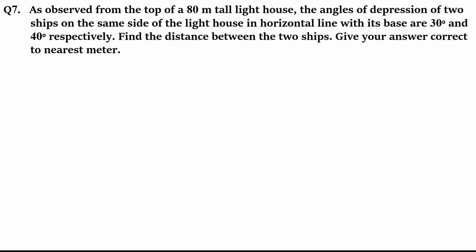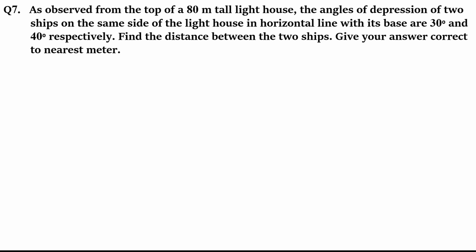Now we have this as the last question for today's session. As observed from the top of an 80-meter tall lighthouse. There is a lighthouse, means we are near the sea. Sea is there and there is a lighthouse, and the person who is observing something is at a height of 80 meter. He is sitting at a height of 80 meter, so from the ground level, he is 80 meter above.